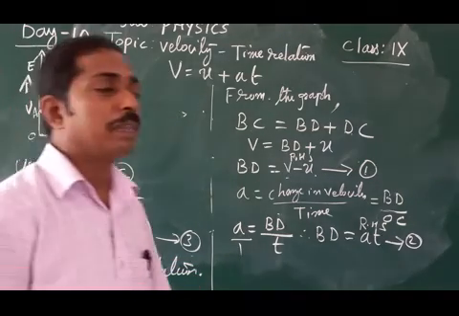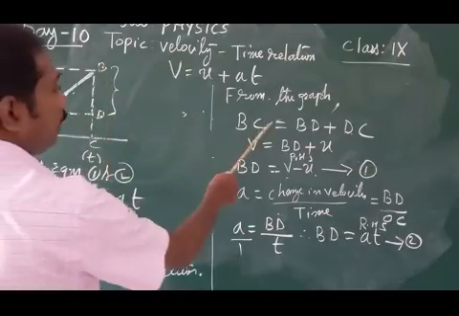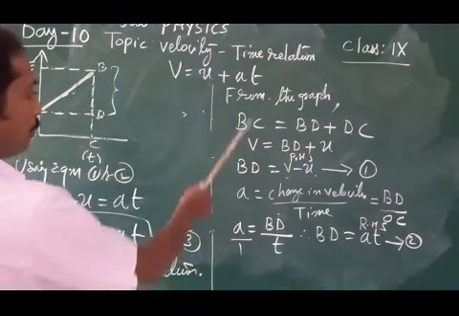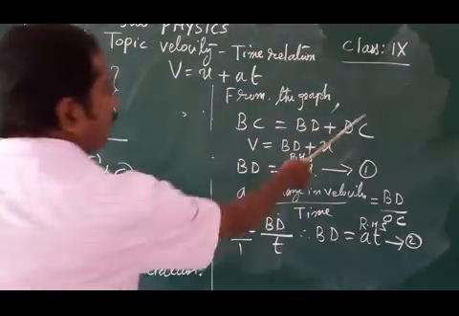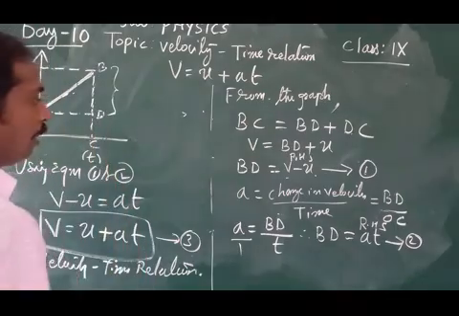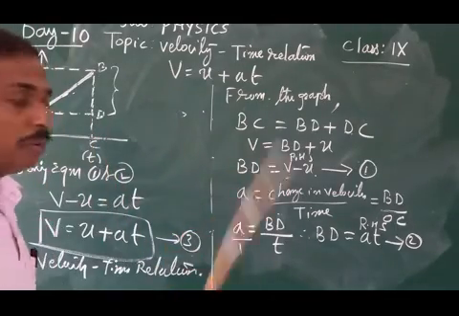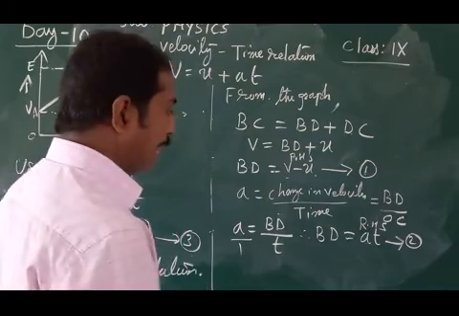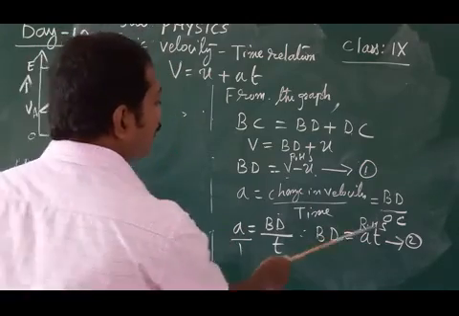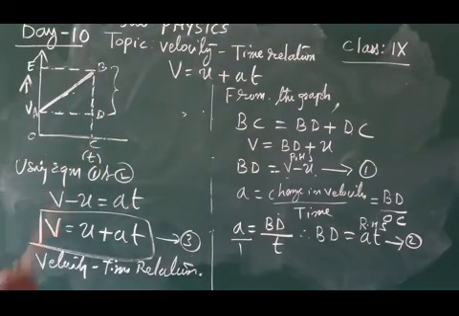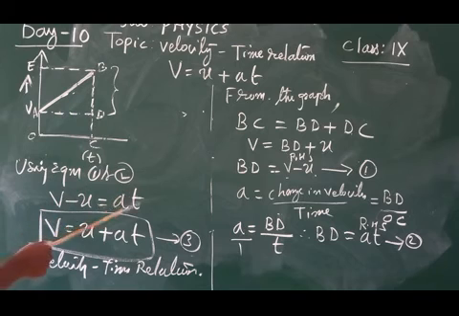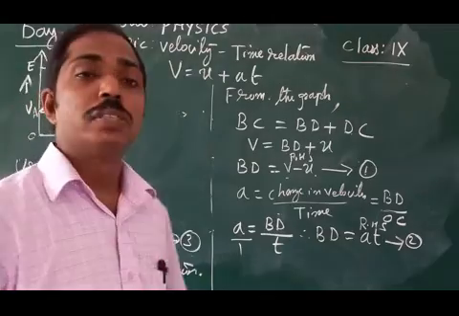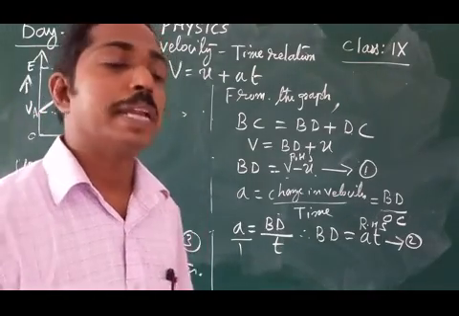So from the graph we have BC equal to BD plus DC. Substituting BC equal to V and DC equal to U from the graph, we have BD equal to V minus U, equation number 1. Then acceleration equal to change in velocity by time. Then we have BD equal to AT. Using these equations, we can write V minus U equal to AT. Then V equal to U plus AT. This is what we call the velocity time relation.